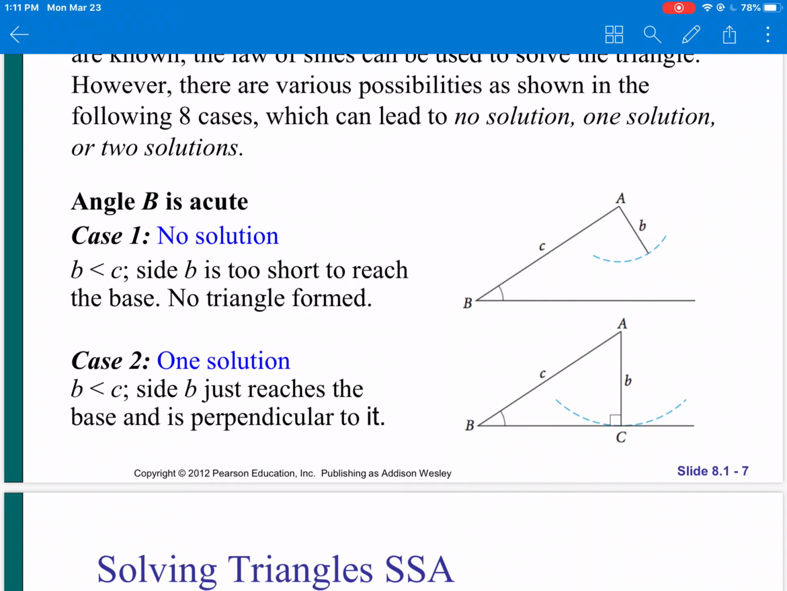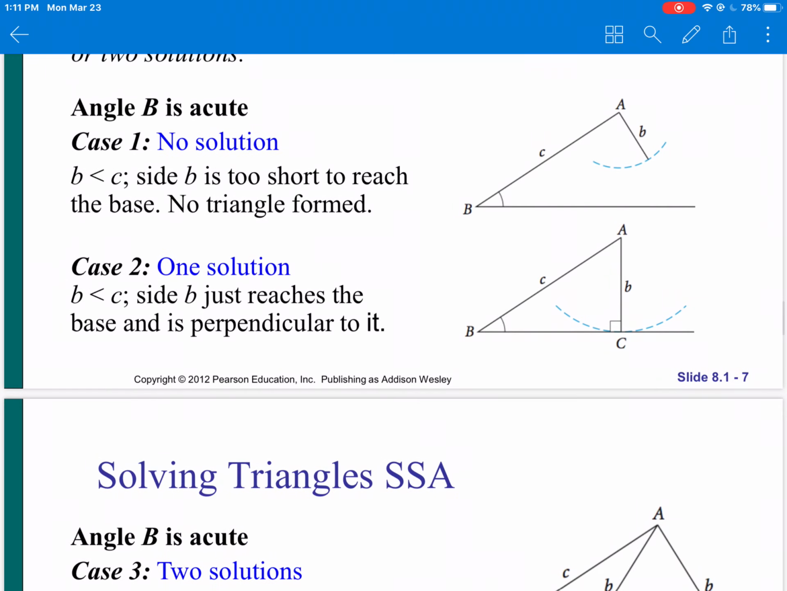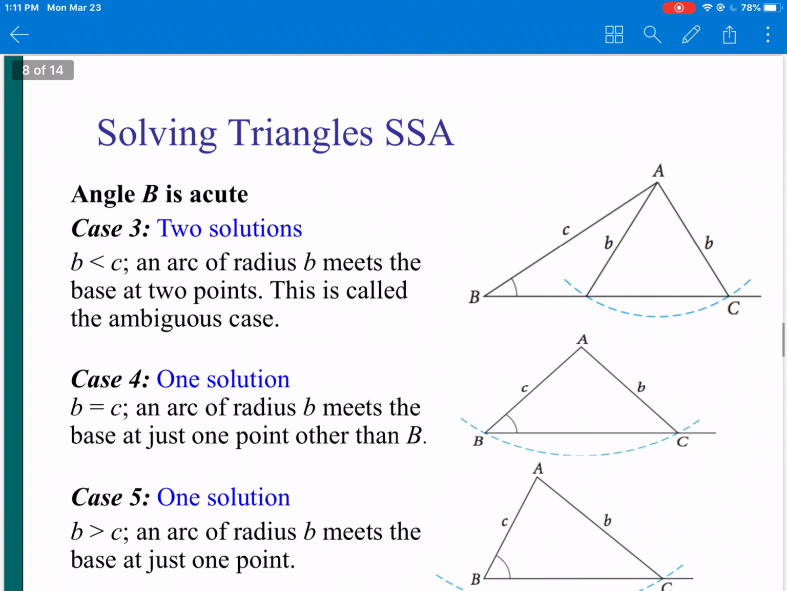Make it a little bit longer, and you can form a right triangle. That's only one triangle that can be formed in that situation. If you make it a little bit longer, notice you could possibly form two triangles. This is case 3 that we're looking at. Until I find what angle A is, there are actually two possible measures for angle A, and you have to address both cases.